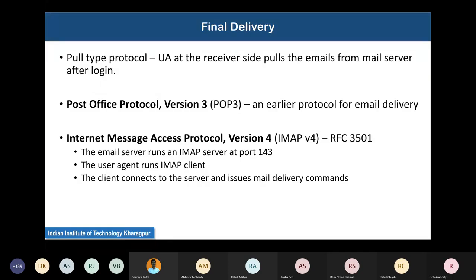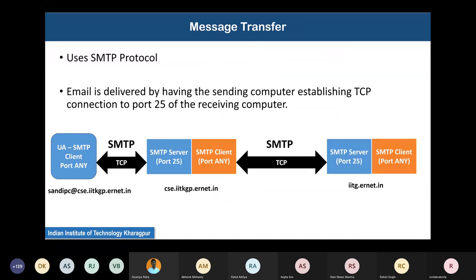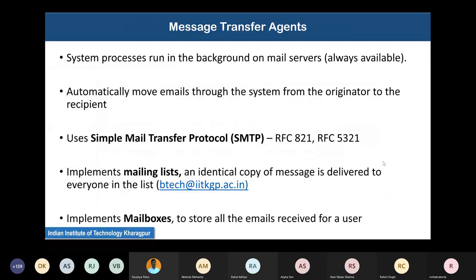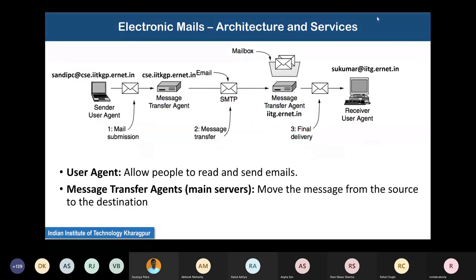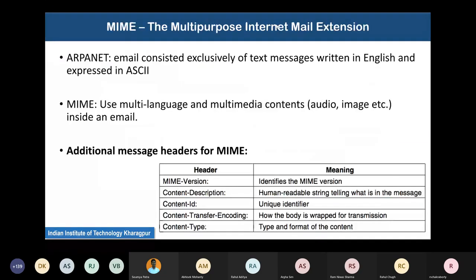Now we'll go to the final delivery part. In the final delivery, the user agent at the receiver side pulls the email from the mail server after login. So till now we have seen the delivery from the sender user agent up to the receiver mail server, which is shown on this right part of the diagram. But there is another step, this final delivery step, step 3. So this is now missing.